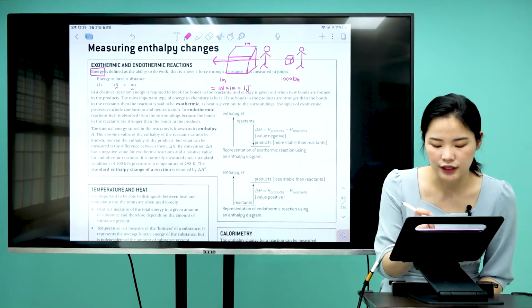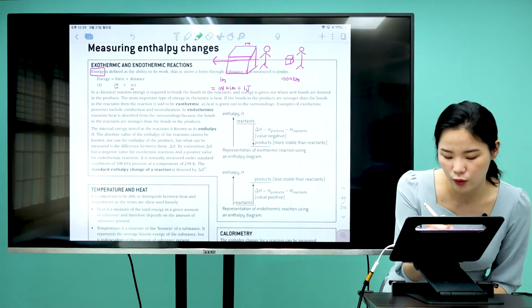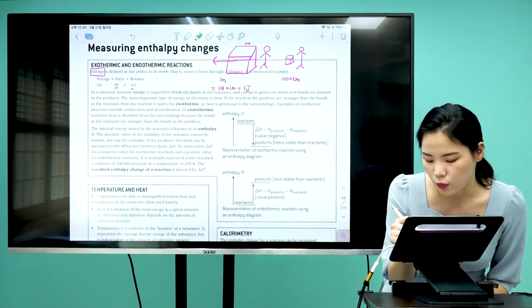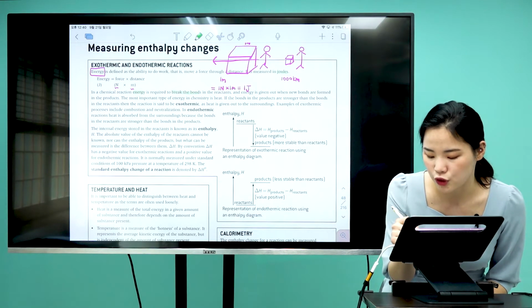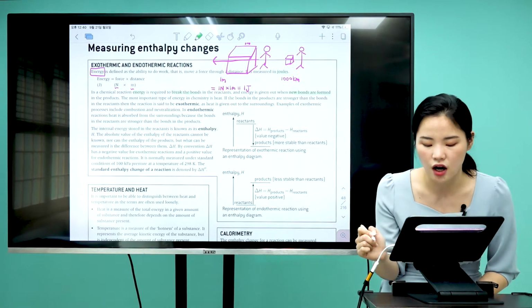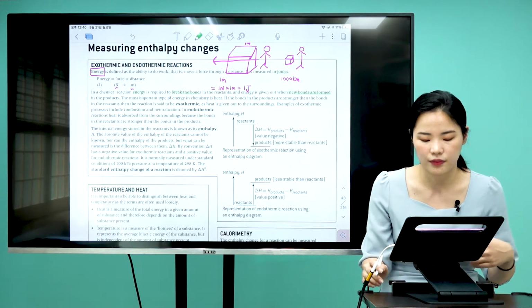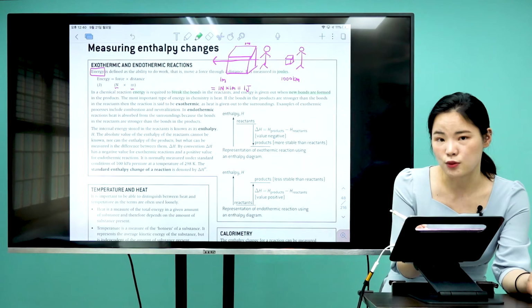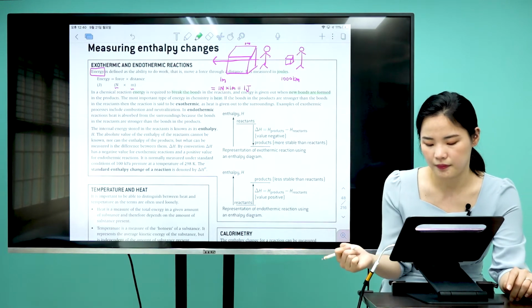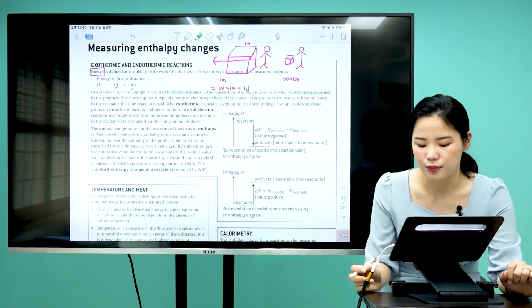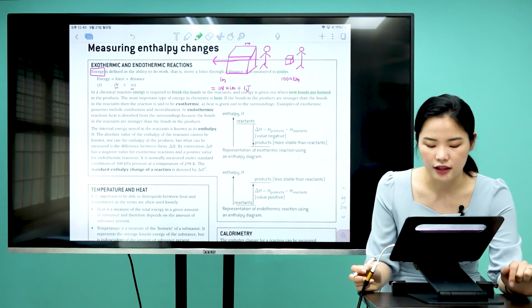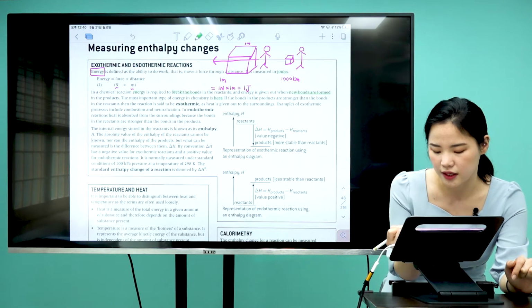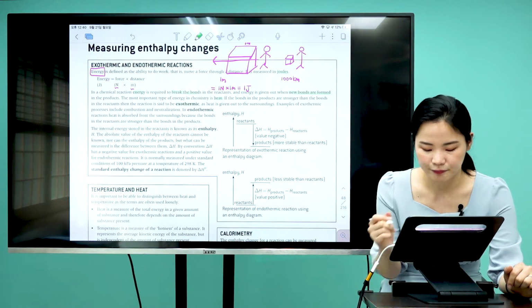In a chemical reaction, energy is required to break the bonds, or energy is given out when new bonds are formed in the products. The most important type of energy in chemistry is, as we talked about, heat. If the bonds in the products are stronger than the bonds in the reactants, then the reaction is said to be exothermic. So think about it.